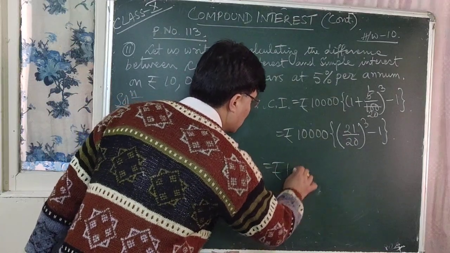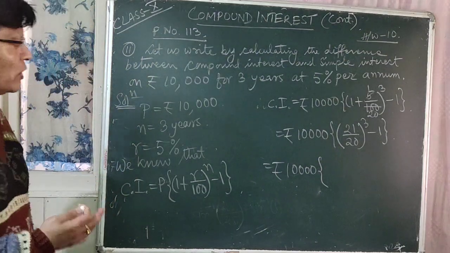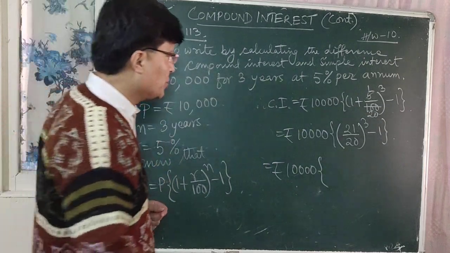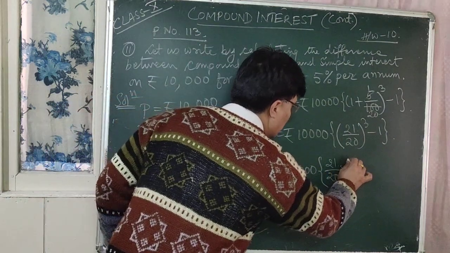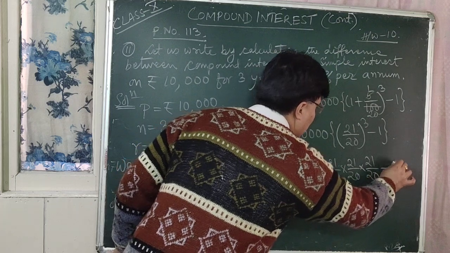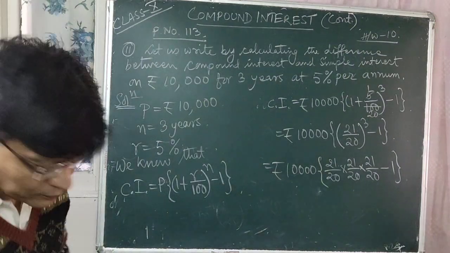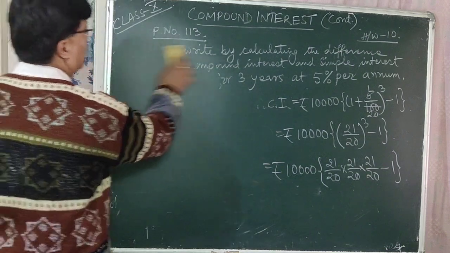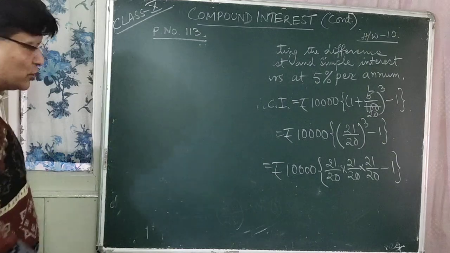So is equal to rupees 10,000. What is 21 by 20 whole cube? That means 21 by 20 is multiplied how many times? Thrice. That is 21 by 20 into 21 by 20 into 21 by 20. Then write down minus 1. Is that clear? So now let us do the rough calculation, rough work.